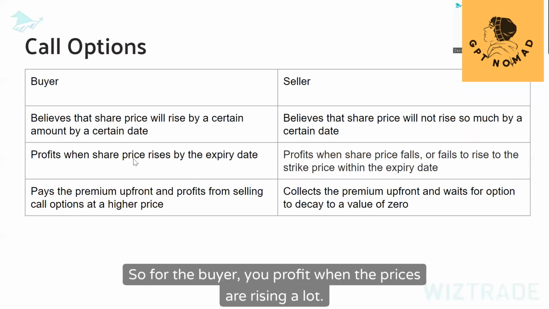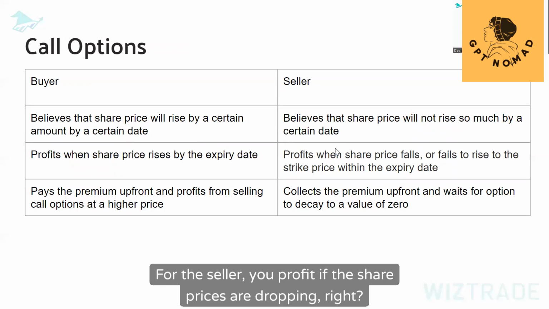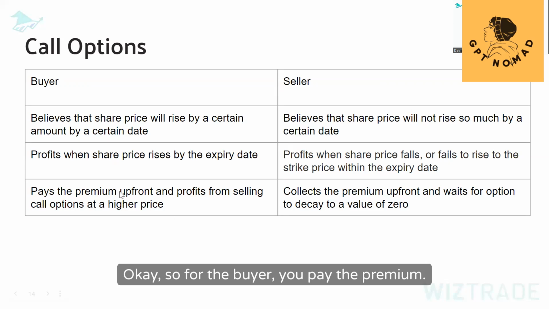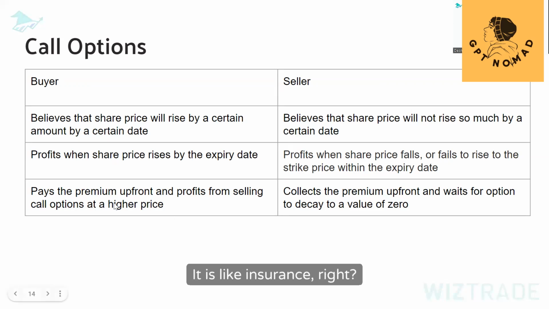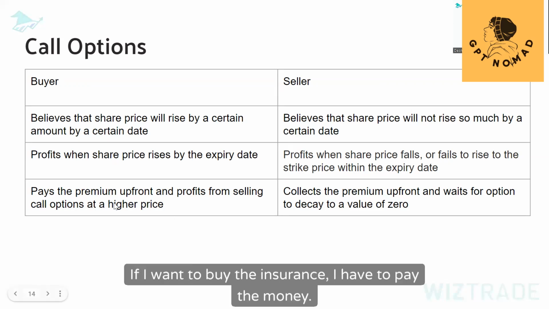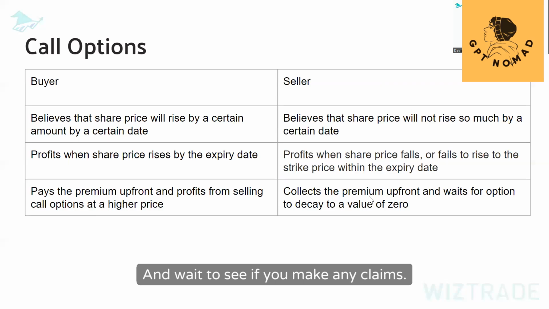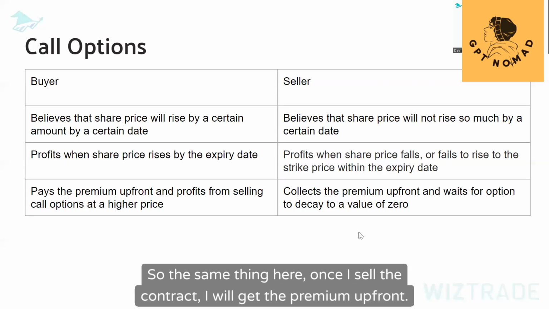So for the buyer, you profit when the prices are rising a lot. For the seller, you profit if the share price is dropping or doesn't rise by the expiry date. Okay, for the buyer, you can think of it slightly like insurance. With an insurance company, you pay a premium rather than wait to see if you make any claims. So with this contract, I will pay the premium upfront.